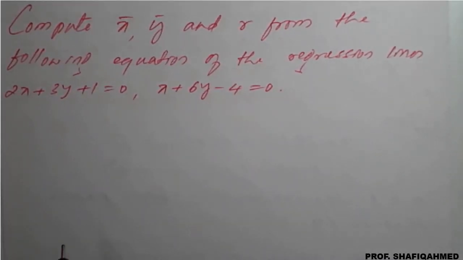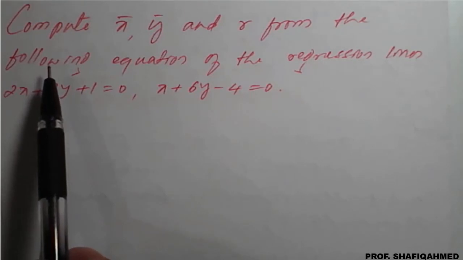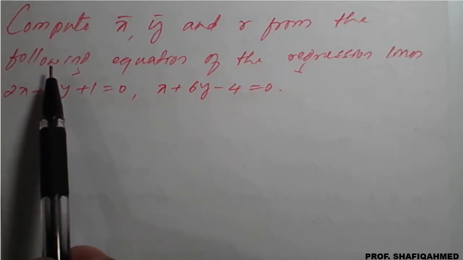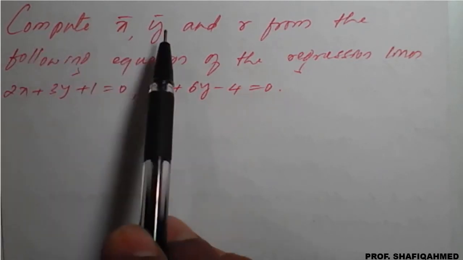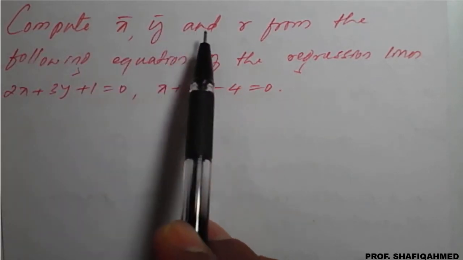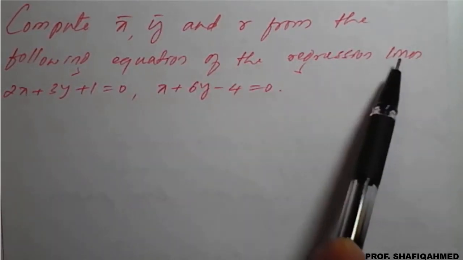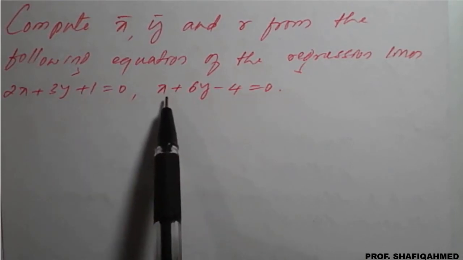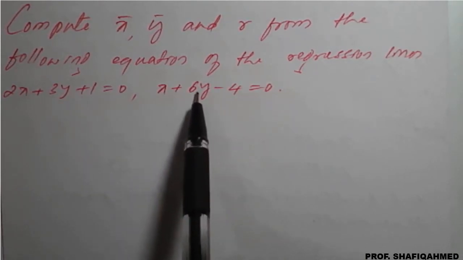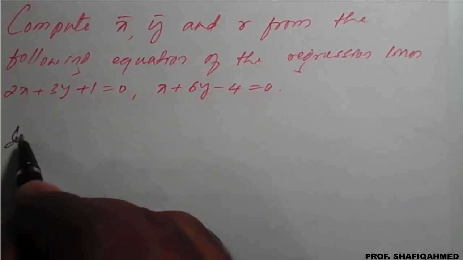In today's lecture we'll see a problem on coefficient of correlation and regression lines. The problem is: compute x bar, y bar and r from the following equations of regression lines: 2x plus 3y plus 1 equal to 0 and x plus 6y minus 4 equal to 0. Solution.